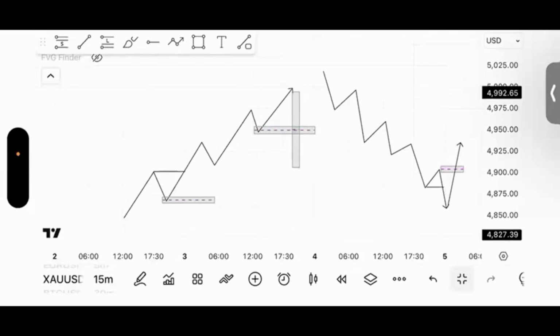And once a structural break is being created, at least, the market should use the body of a candle. We don't use wicks. It must be the body of a candle that will tell you that, okay, this is what the market has used in breaking a structure. We don't count wicks as any break of structure. It must be the body of a candle.